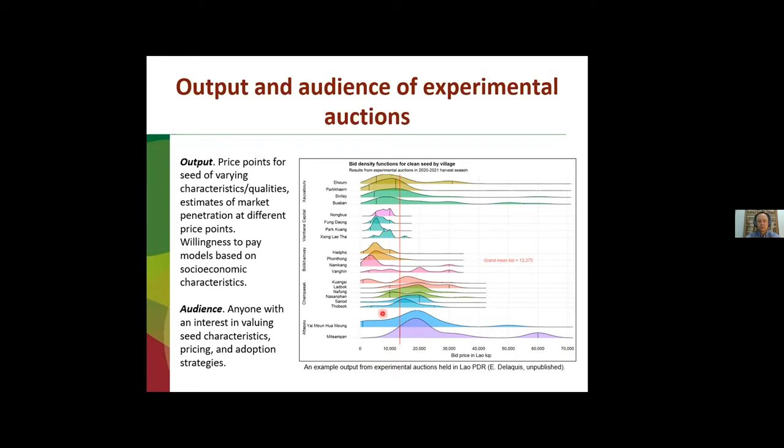So we can see quickly by looking at different groups that in different provinces, there are quite different values. And sometimes they're below the mean bid and sometimes they're above the mean bid. So this gives us an idea of differences in price across all these different areas. So the type of audience for this information includes anybody with an interest in valuing seed characteristics, pricing, and adoption strategies for increasing varietal turnover or uptake of varieties.